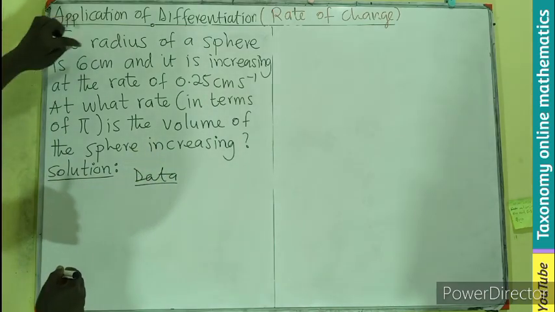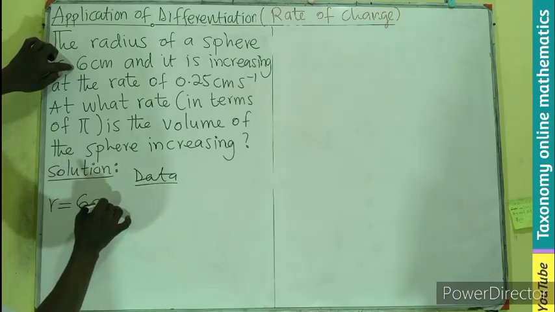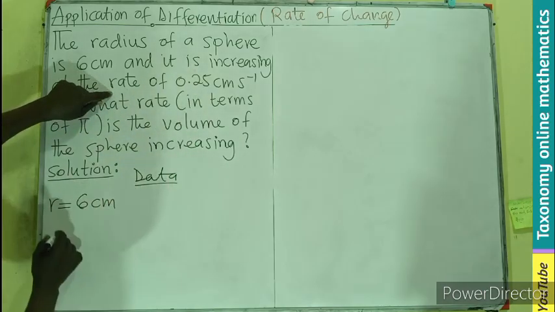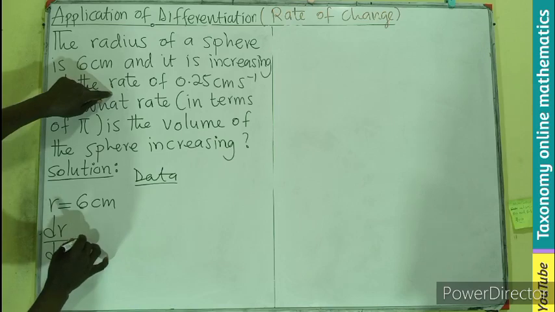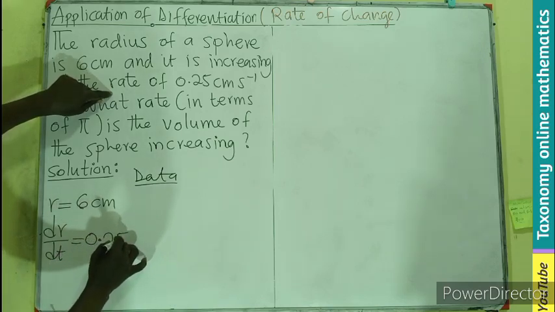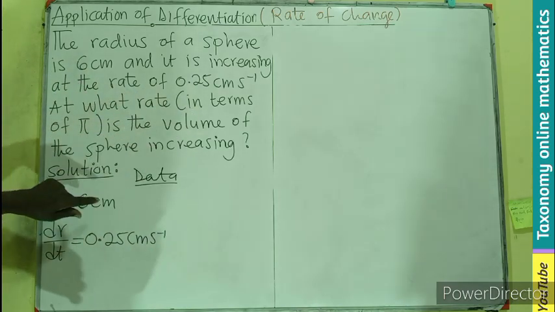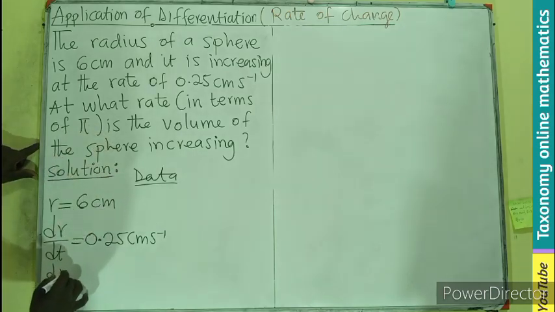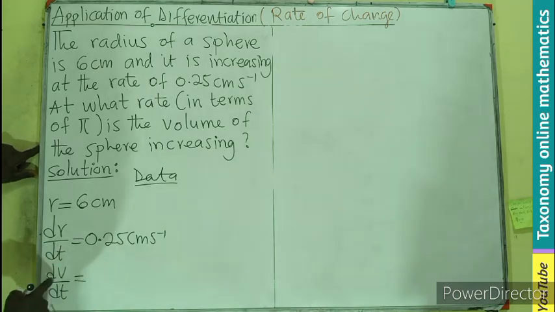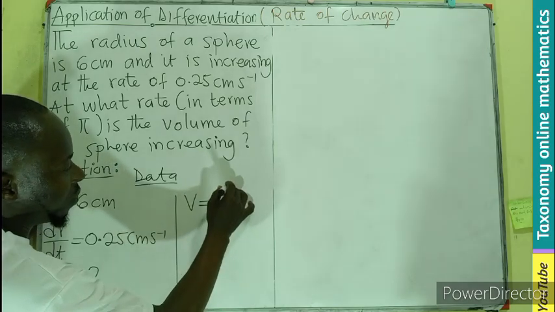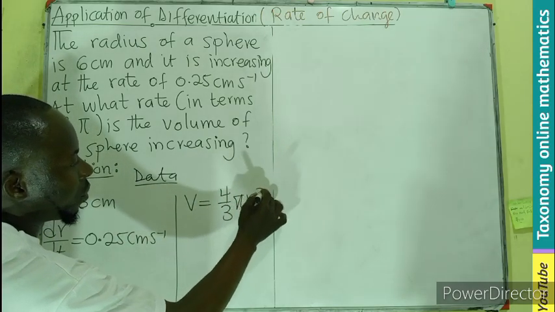The first data is the radius. Our radius is 6 centimeters. It is increasing at the rate of change of the radius, that is, dr/dt is given as 0.25 centimeters per second. So you are looking for the rate of change of volume, dV/dt, the rate of change of volume with respect to time. That is what you're looking for. But we can remember that volume is given by 4/3 pi r cubed.